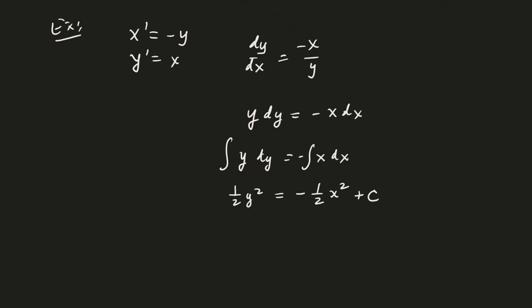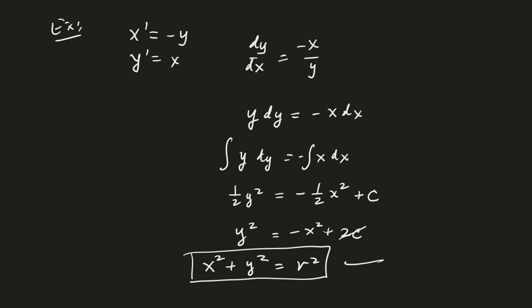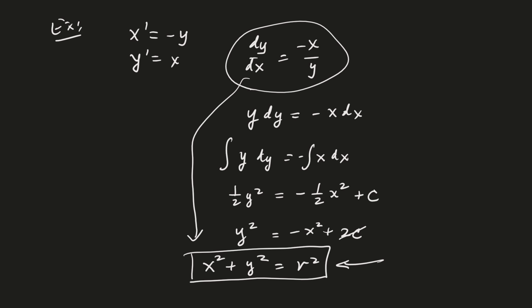But of course we could simplify that, right? Multiply through by 2. Bring the x squared over to the other side. And what do you see? Well, I'm going to convert my 2c into an r squared. And now we see that the solution to our differential equation is a circle of radius r.